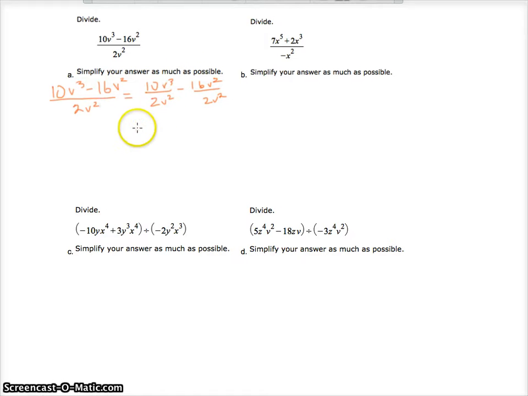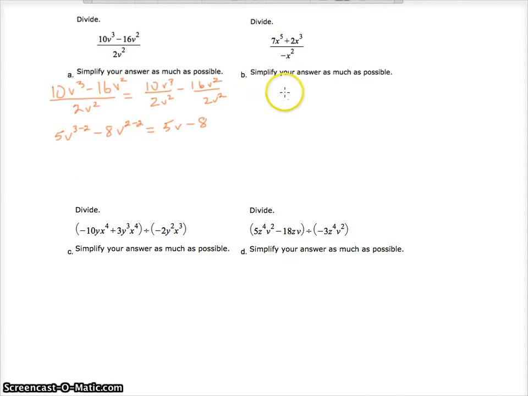Now we're going to apply our quotient rule and divide our constants. 10 divided by 2 gives me 5, and then I have v to the 3 minus 2, minus 16 divided by 2 is 8, v to the 2 minus 2. When I simplify this, I end up with 5v minus 8, because v to the 0 gets simplified out. That was a simple one, so let's go look at another one.